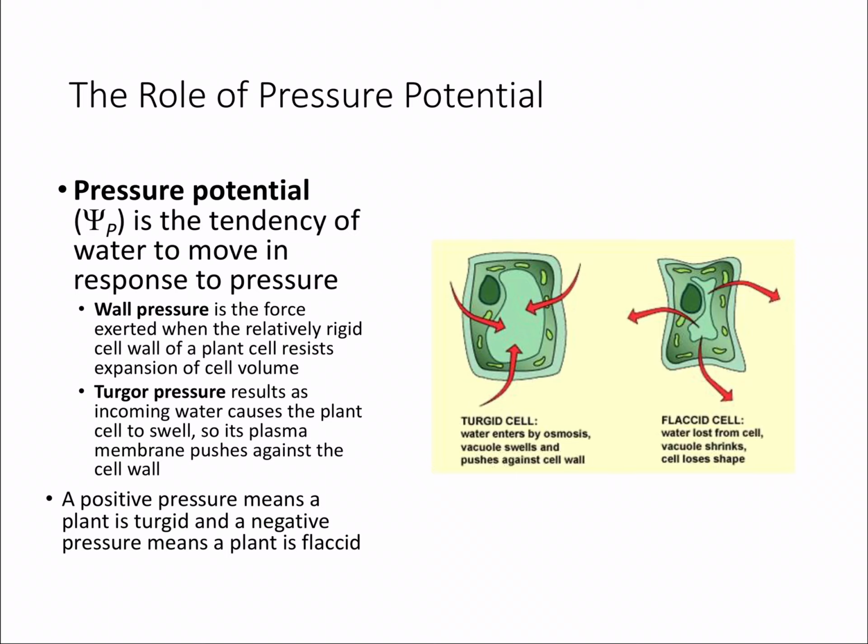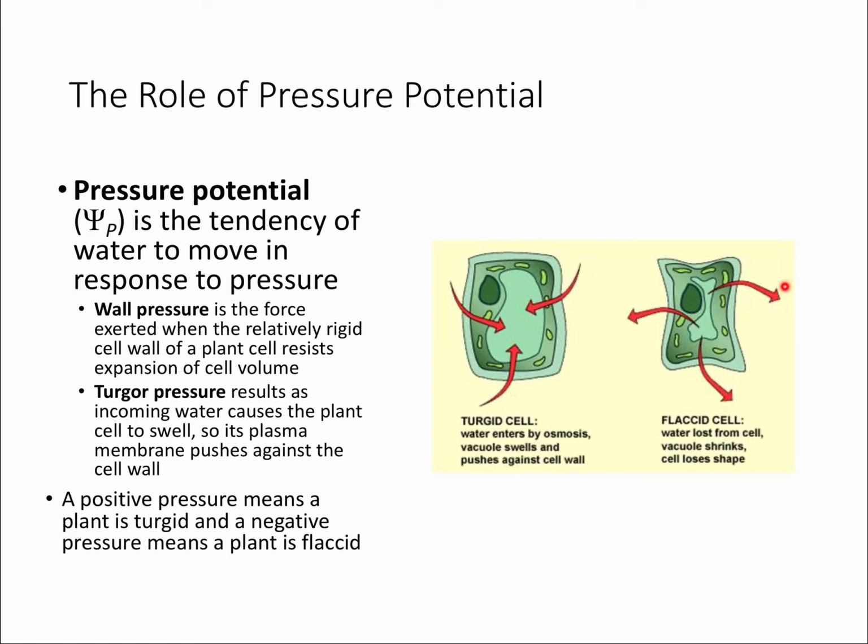Turgor pressure results as incoming water causes the cell to swell and the plasma membrane pushes against the cell wall. So these two things, in my mind, I generally use interchangeably. A positive pressure means a plant is turgid, and a negative pressure means that it is flaccid.